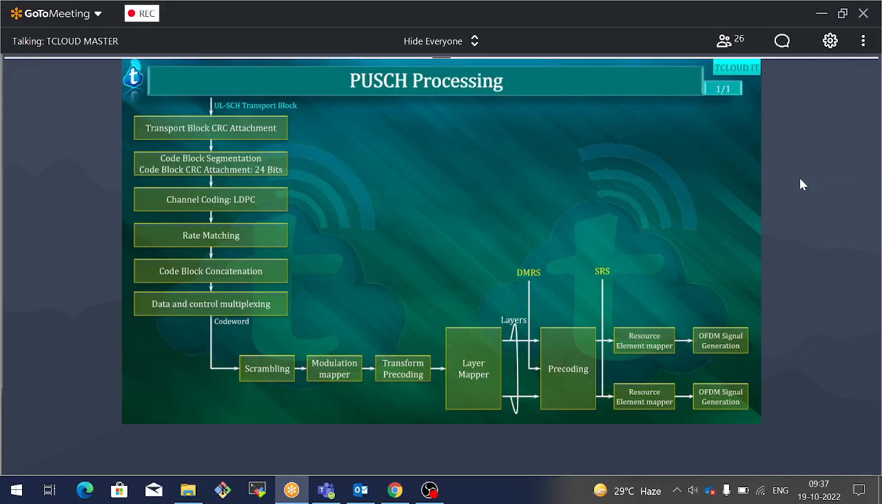And what is the overall PUSCH process that takes place when the data is received from the higher layer, like the MAC layer? Once we receive this transport block from the higher layer, PUSCH does CRC attachment and code block segmentation, and for each block it will attach the CRC, and it is going to use the LDPC coding. Low density parity check coding is what we call it in long form. It's simply an algorithm.